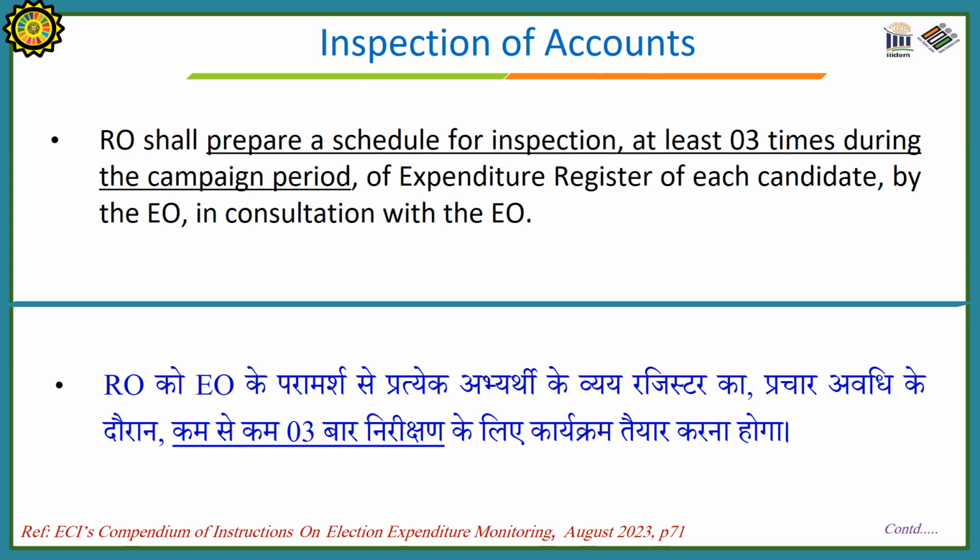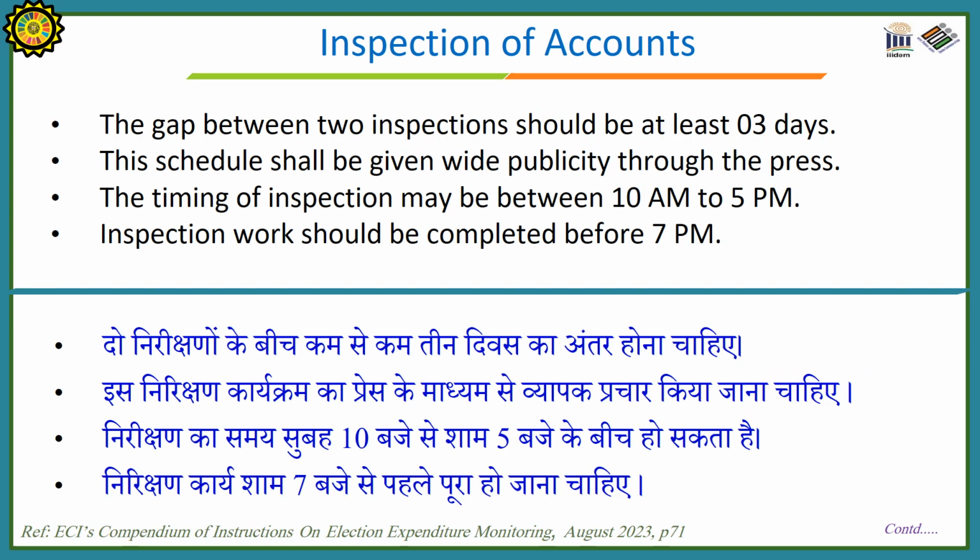Inspection of accounts. Returning officer shall prepare a schedule for inspection at least 3 times during the campaign period of expenditure register of each candidate by the RO in consultation with the expenditure observer. The gap between the two inspections should be at least 3 days. This schedule shall be given wide publicity through the press. The timing of inspection may be between 10 am to 5 pm. Inspection work should be completed before 7 pm.